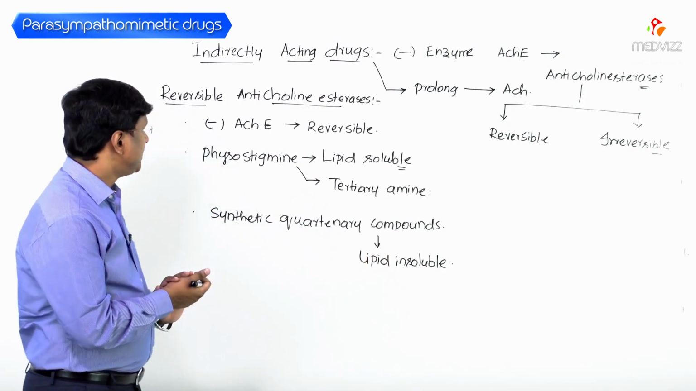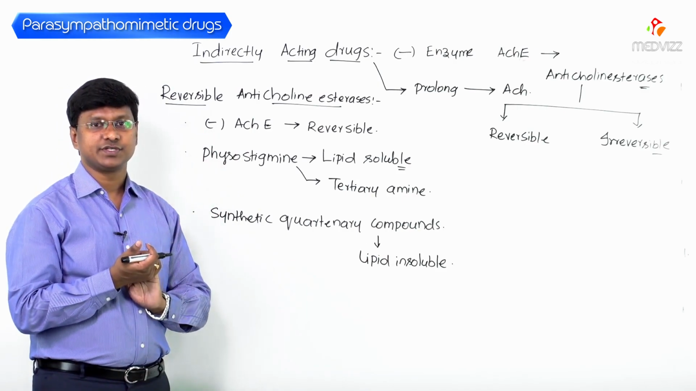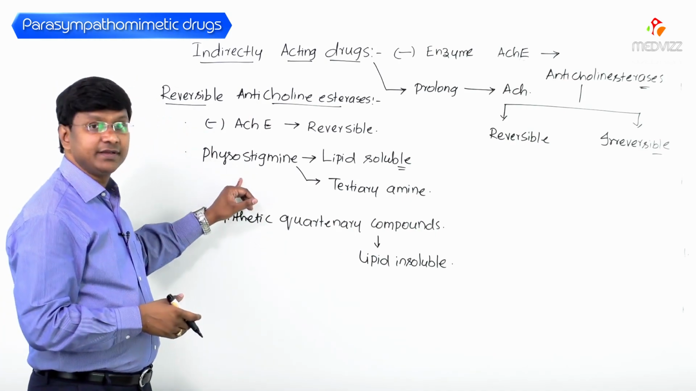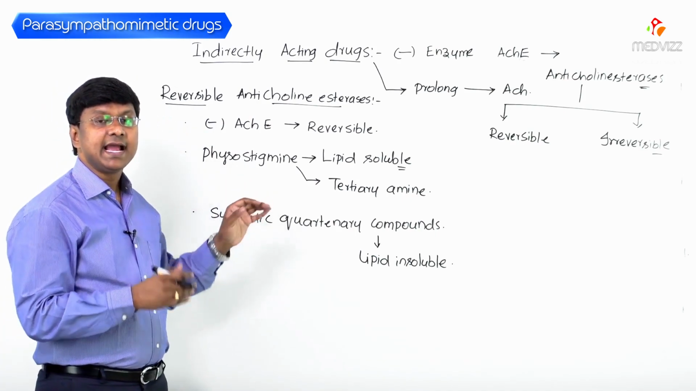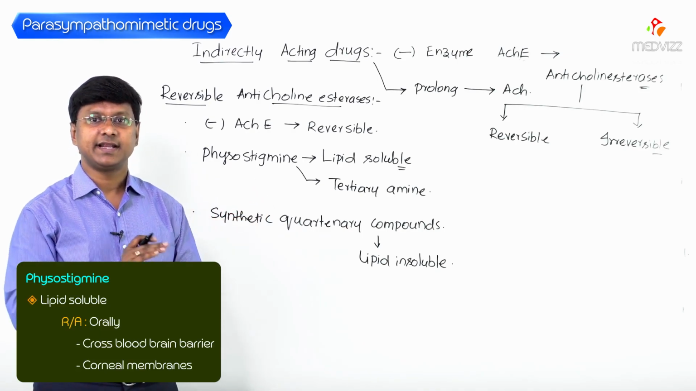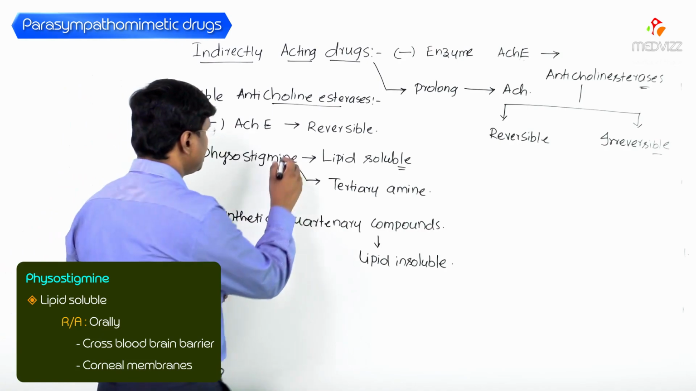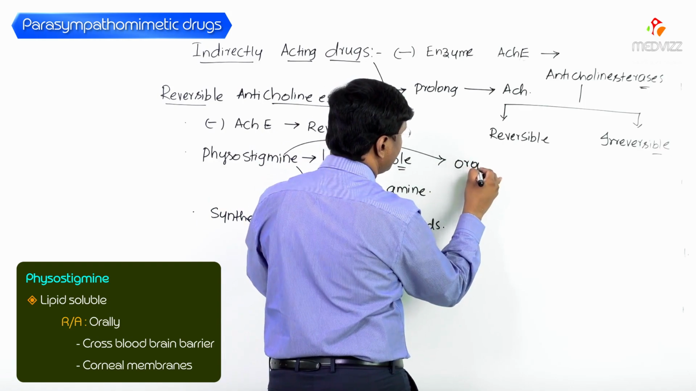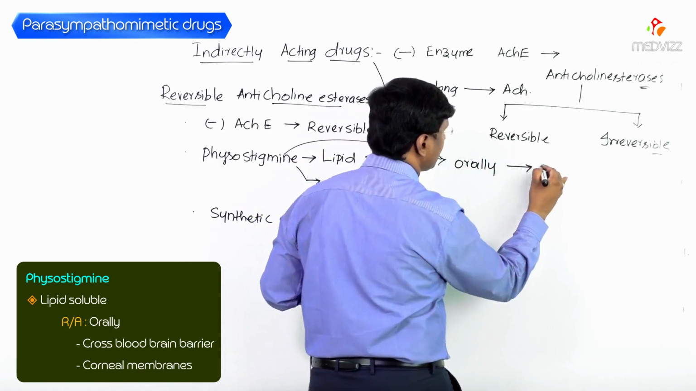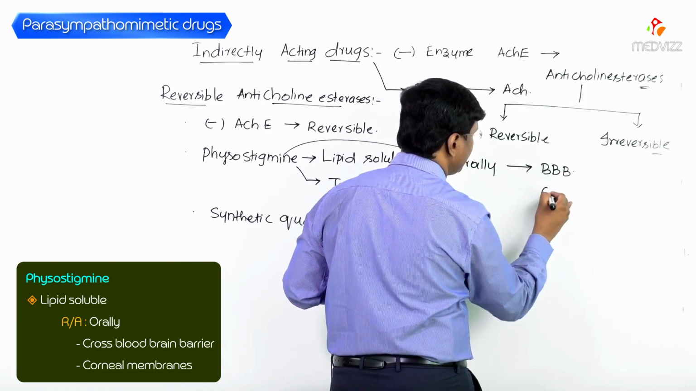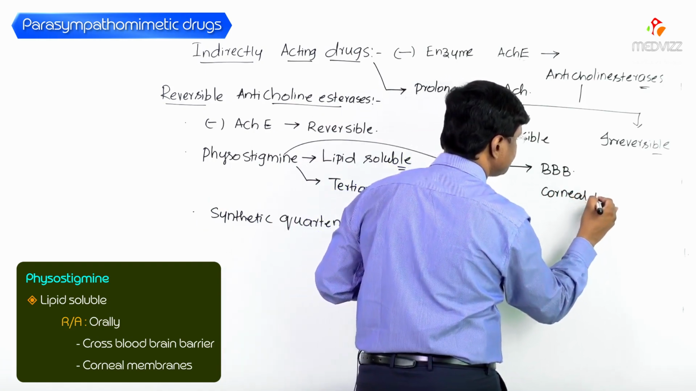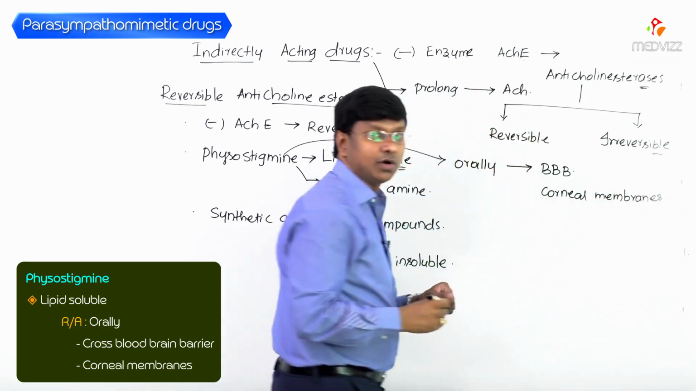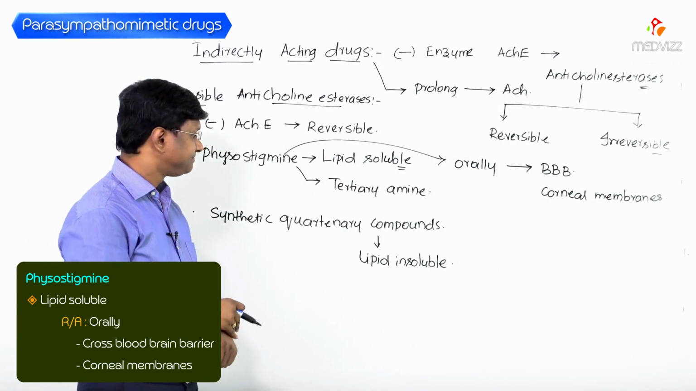Now let me talk about Physostigmine. Due to its high lipid solubility, Physostigmine can be administered orally, and it can easily cross the blood-brain barrier as well as the corneal membranes.